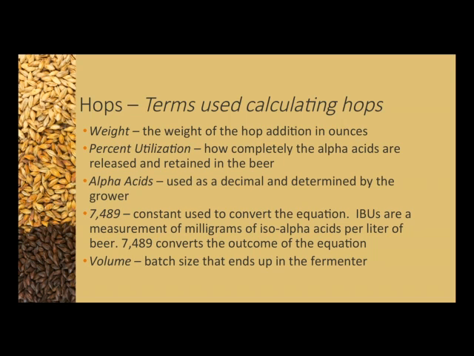Most brewers use a table, as shown in the next slide, to determine the utilization of a hop addition based on when it is added to the wort or beer. It is used as a decimal in this equation. Alpha acids are also used as a decimal and will be determined by the grower and listed on the data sheet that came with the specific hop. 7,489 is used to convert the equation. IBUs are a measurement of milligrams of isoalpha acids per liter of beer. 7,489 converts the outcome of the equation into those parameters. Volume is the batch size that ends up in the fermenter.